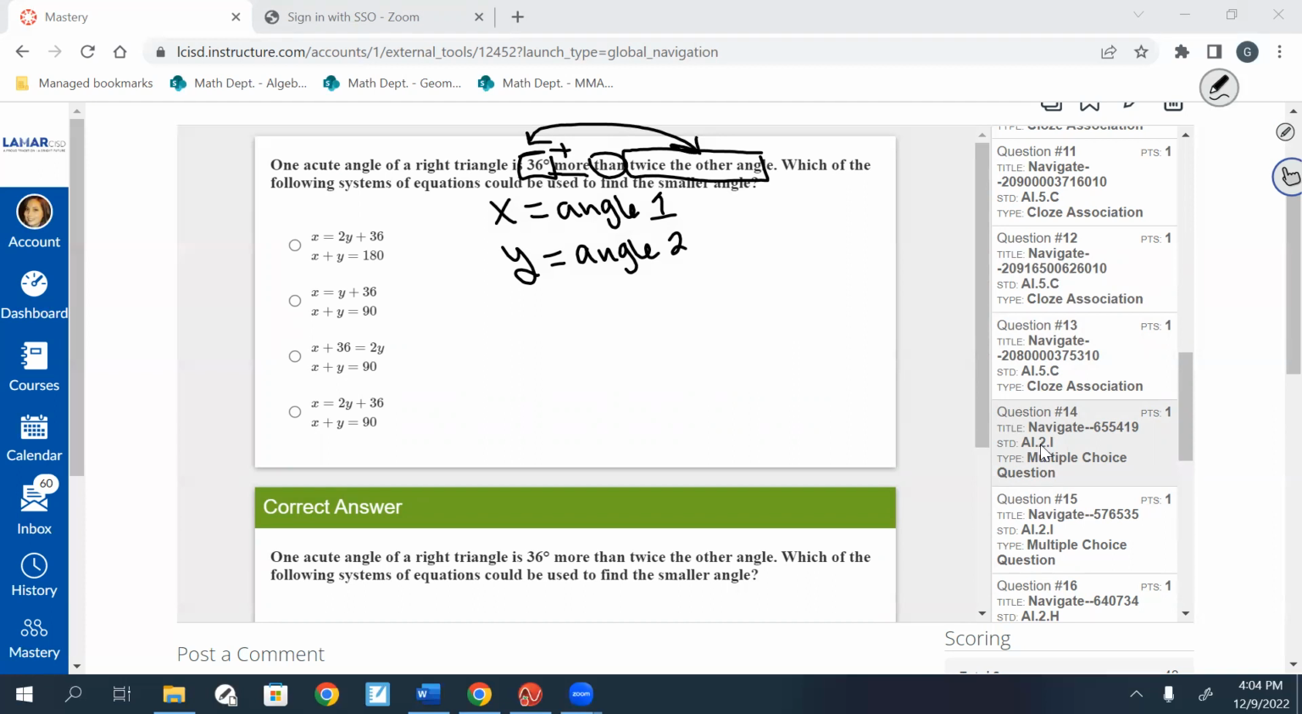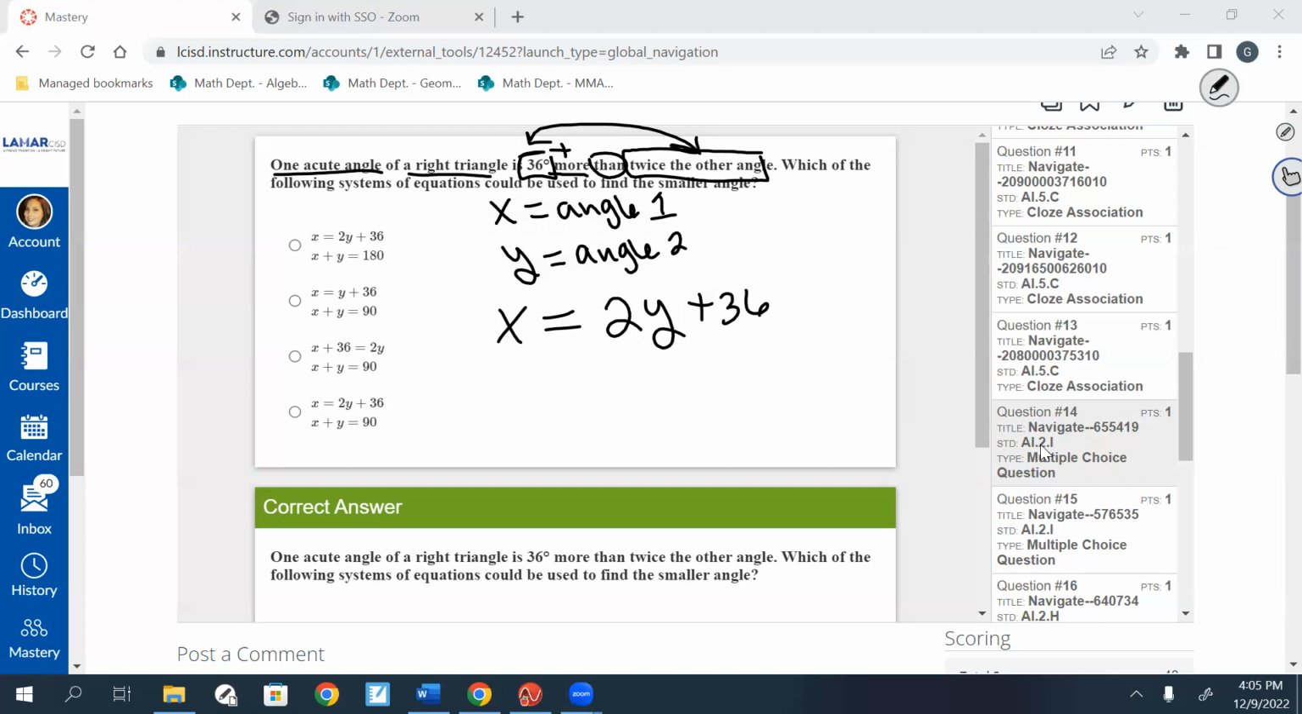So 1 acute angle is, so X is, X equals, is means equals, okay? 36 more than twice the other angle. So the other angle is Y, so 2 times Y, and then 36 more than that, plus 36, okay? And it says, which of the systems of equations, I'm sorry, of a right triangle, right? Which of the systems of equations could be used to find the smaller angle? So here's one of ours. So it says 1 acute angle of a right triangle is 36 more. So X equals 2 times the other one plus 36.